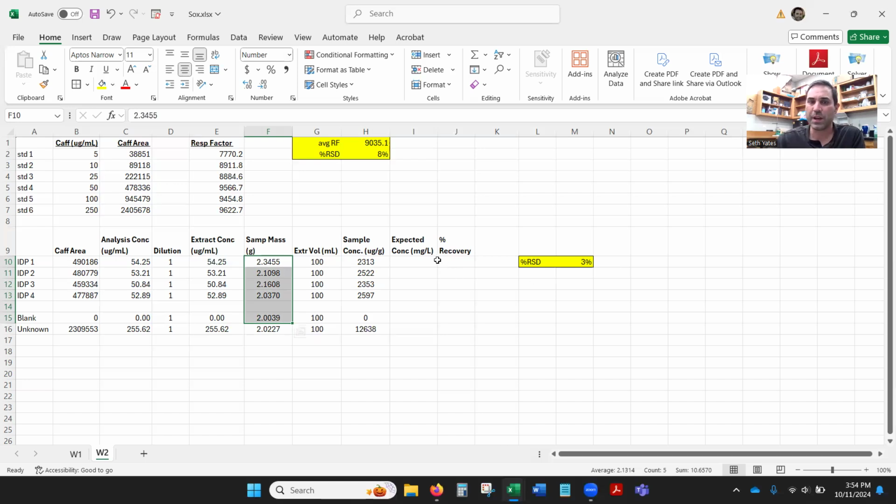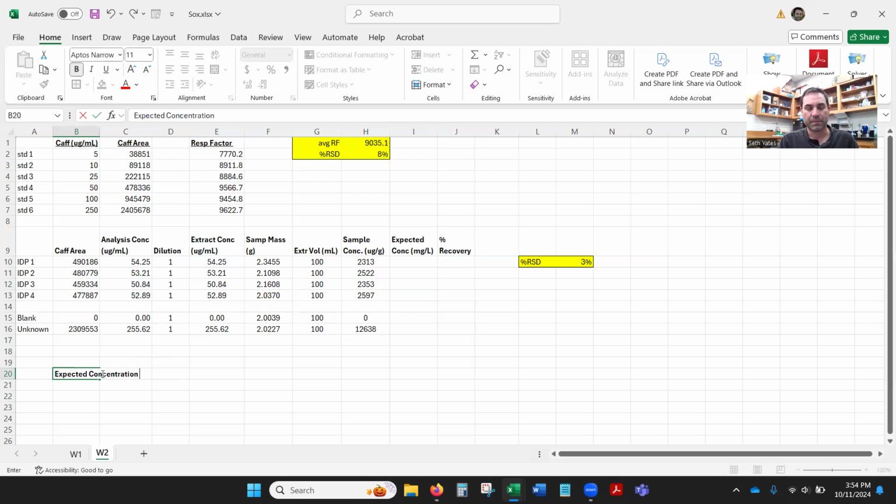I'm going to suggest to you another way that I think is just the most straightforward way, which is to figure out, based on these masses, how much each individual one should have calculated back to, or how much I would have expected it to calculate back to. So I'm going to quickly show you how. I'll make this expected column bold so that you can see where I'm at. I'm going to quickly calculate what the expected concentration of the IDP should have been.